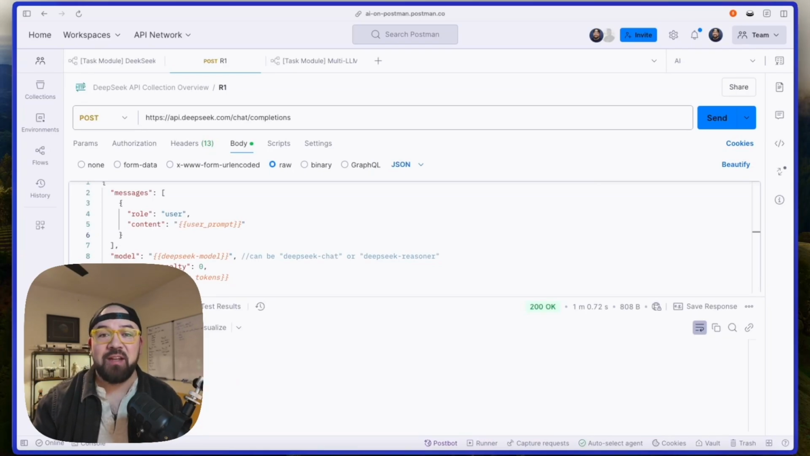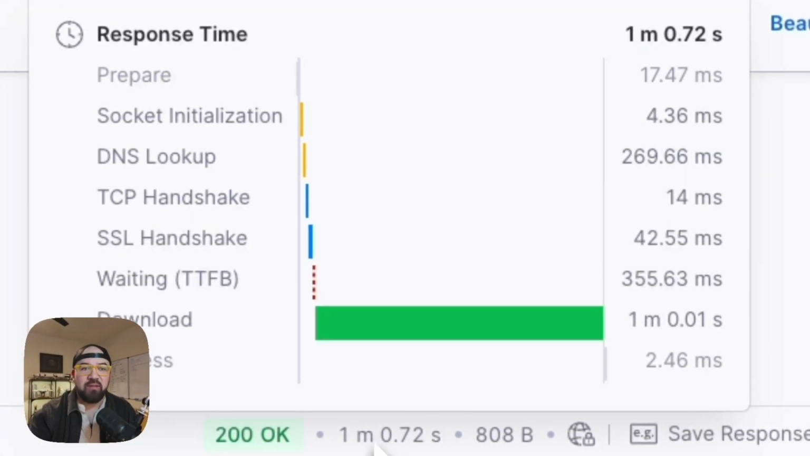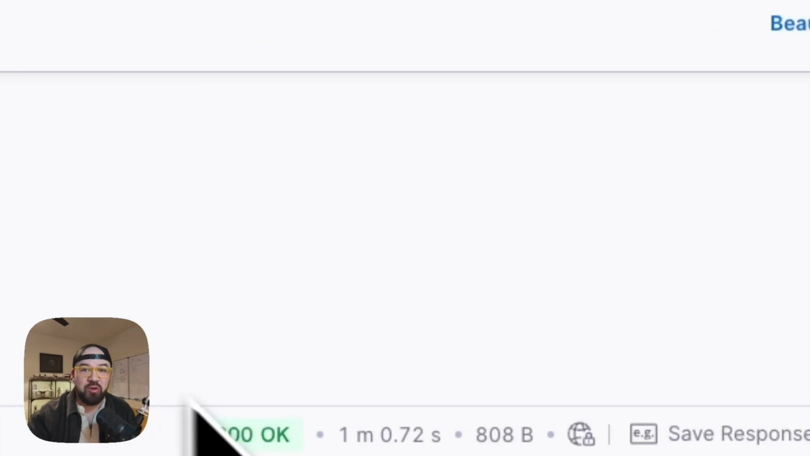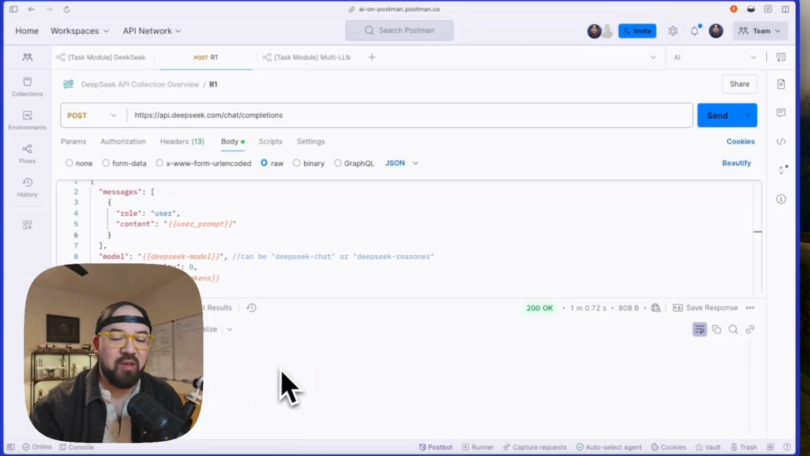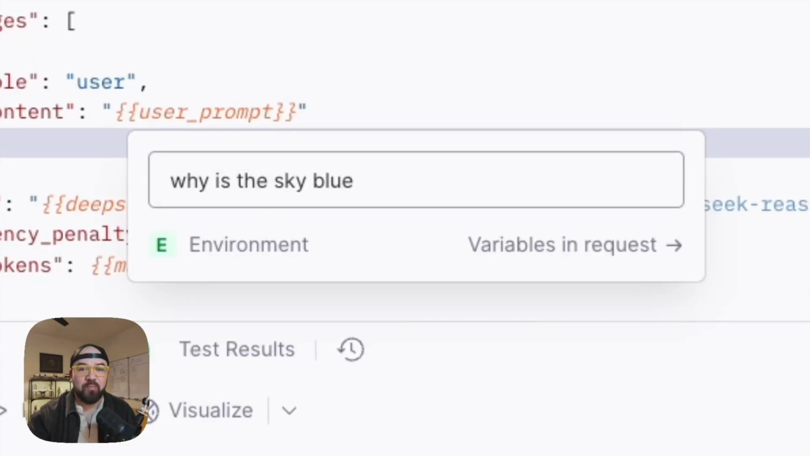I initially started filming this video with the intention of showing you how I used Postman flows and Postman's collection runner to evaluate DeepSeek's R1 to OpenAI's O1 model. However, I hit a snag, and that is that DeepSeek's API was bogged down. As you can see on the screen right now, it took 1 minute to respond. It gave me the 200 OK, but there was nothing in the response body. And the prompt was simply, why is the sky blue? Should be fairly straightforward for a reasoning model to answer.